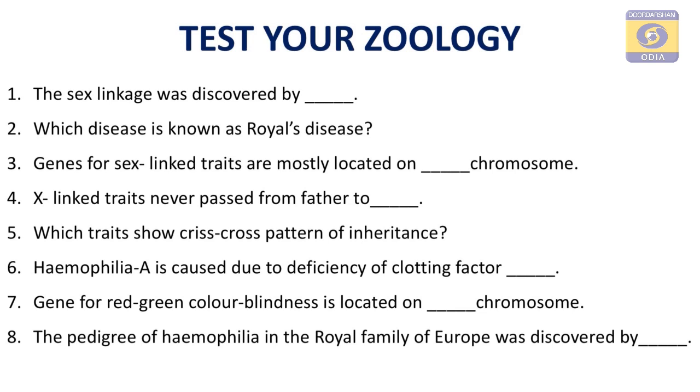Queen Victoria of England was a carrier of this disease. Then the next question, genes for sex-linked traits are mostly located on which chromosome? Answer is X chromosome. Most of the sex-linked traits are X-linked recessive traits, right. Now, the next question, which trait shows criss-cross pattern of inheritance?